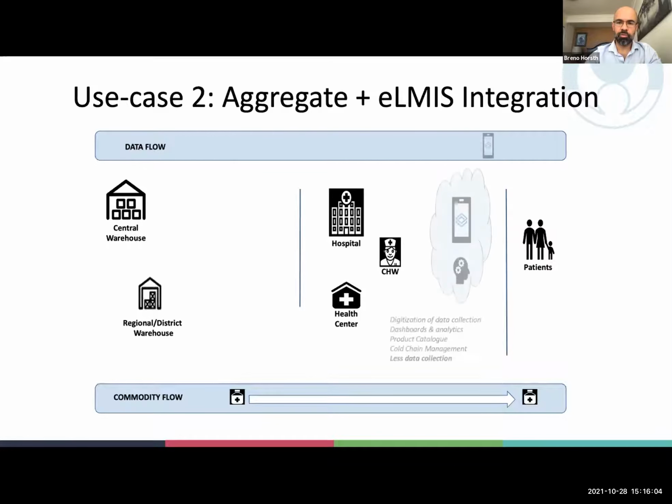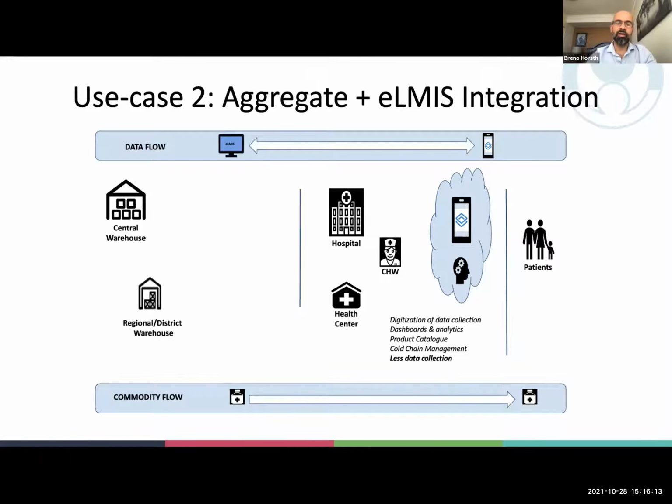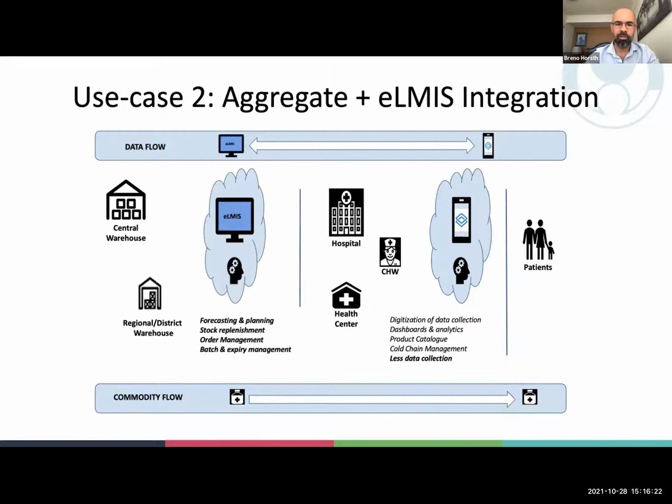The second use case, which is more recommended, would be the same report-based stock data capture at this end user level, integrated with an eLMIS, which can then have accurate, timely data to plan and forecast distribution and distribute to facilities based on their accurate consumption. You also have in both models the ability to have some analytics and dashboards for those end users.